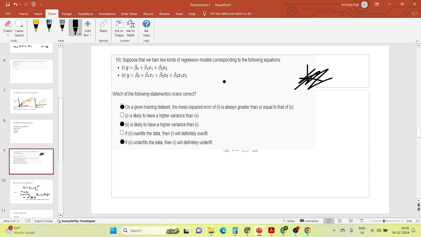These parameters are the ones that we are supposed to estimate. So in the first one, beta 3 is always 0, so it is biased towards beta 3 being 0. In the second one, beta 3 can be changed. It is flexible on beta 3.